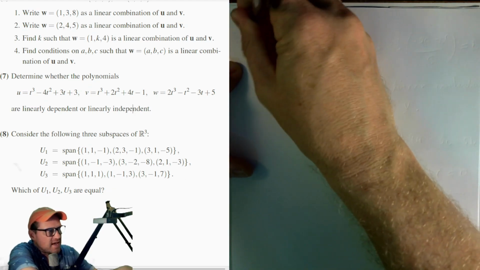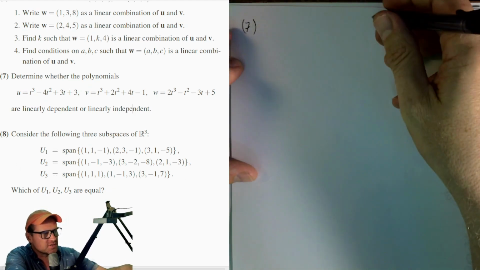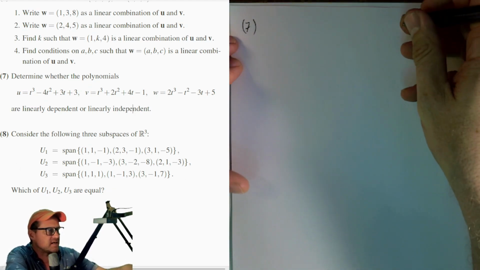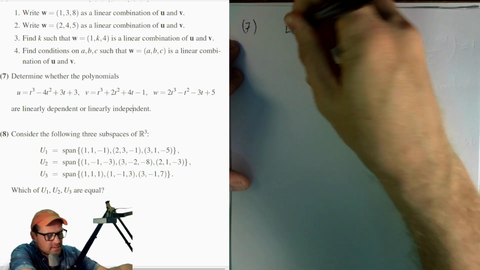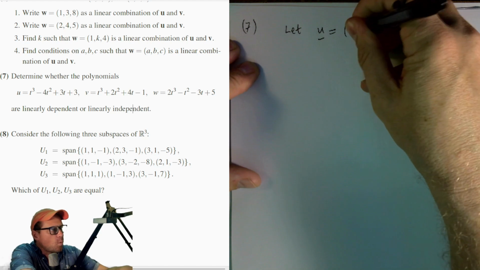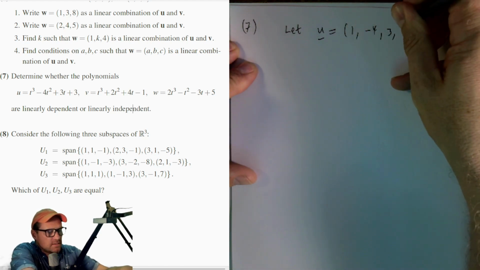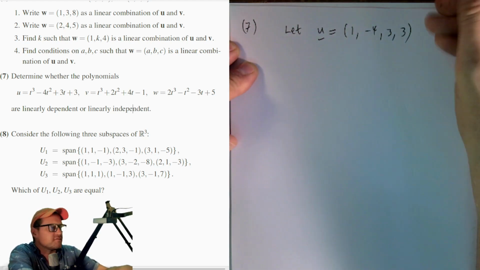Okay, question 7. Determine whether the polynomials U, V, and W are linearly dependent or linearly independent. So let's let U be equal to the vector (1, minus 4, 3, 3). So you can see I'm just reading off the coefficients.